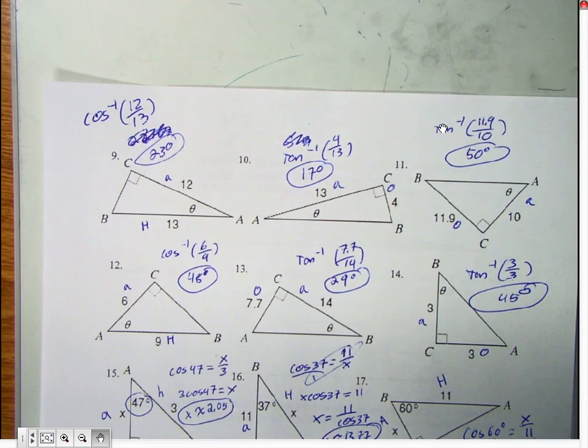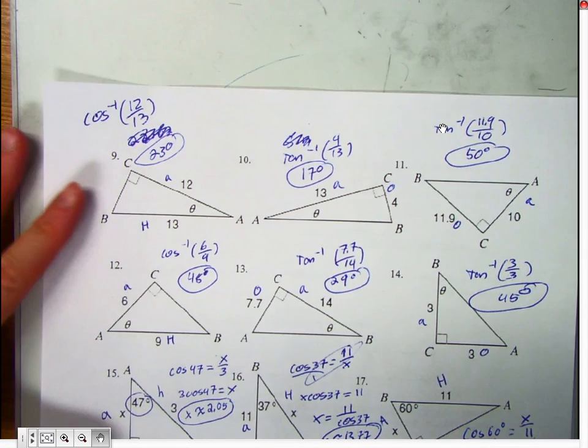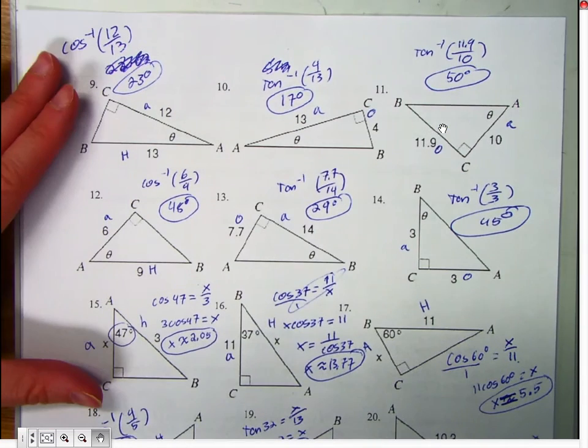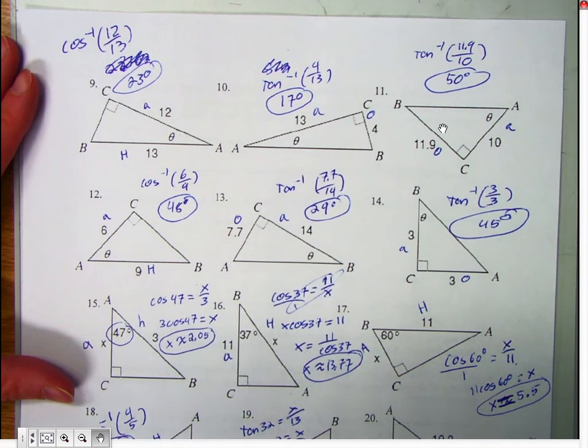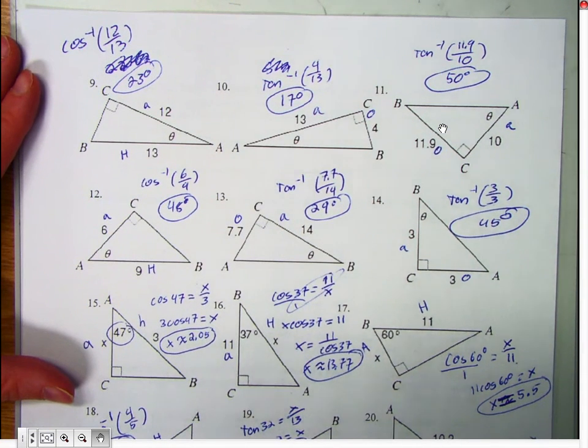It'll say on the test tomorrow to round the angles to the nearest degree and to round the side lengths to either the nearest tenth or the nearest hundredth. Tenth is 1 place after the decimal, hundredth is 2. Number 12, we used inverse cosine and got 48 degrees. Number 13, we used inverse tan and got 29 degrees. And 14, we used inverse tan and got 45 degrees.